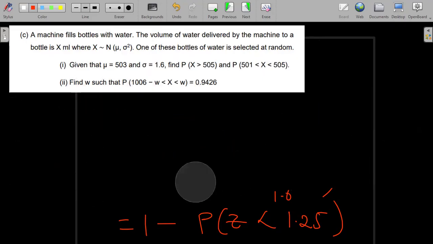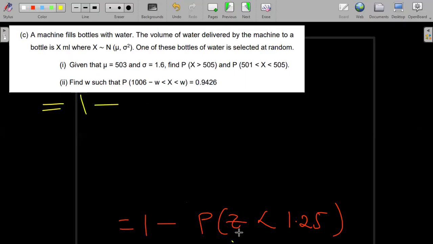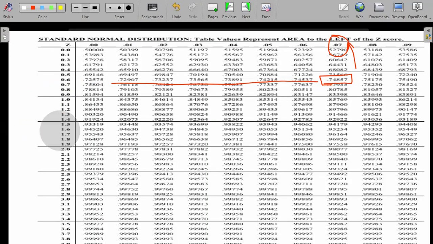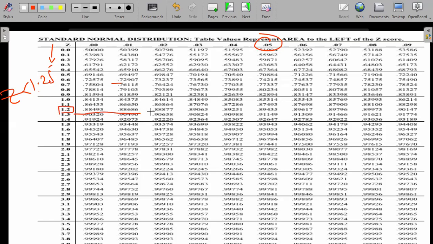So let's go to the z-score tables and find that value. So this will be equal to 1 minus the probability that z is less than 1.25. Okay. So we're finding the probability that z is less than 1.25. So the 1.2 will be in this column. The 0.05 will be in this row. So 0.05 is there. 1.2 is where? Here. So I go to the far right, and then I come down like this. So that is the probability there. Okay. So 0.89 and then 435.